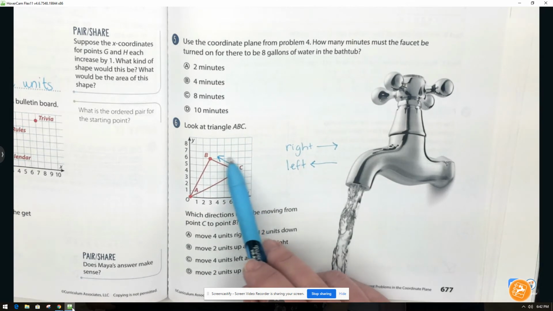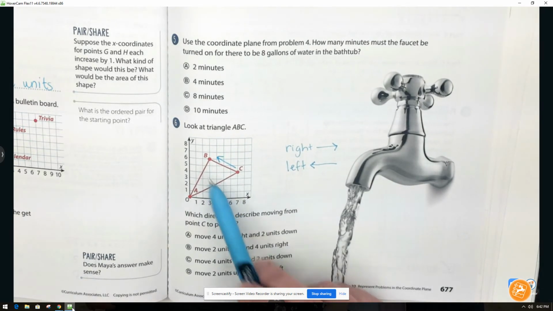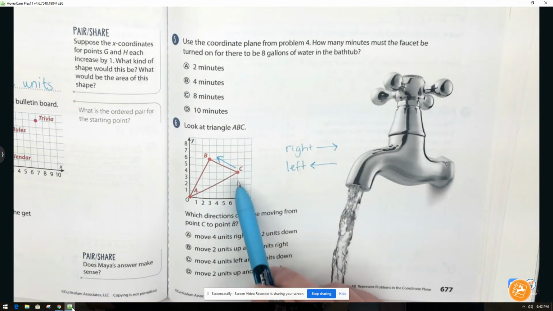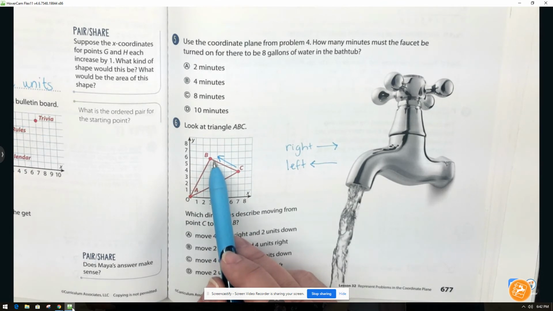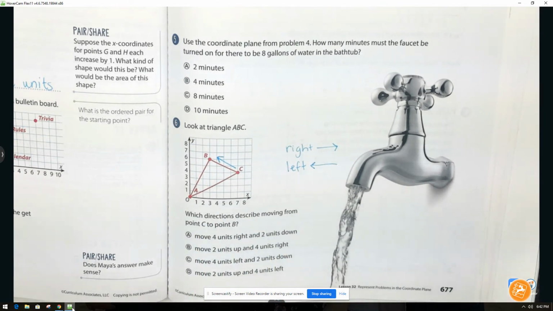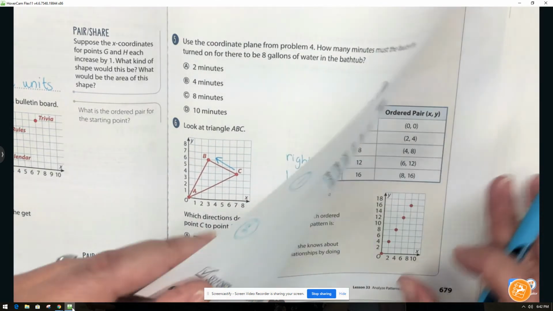There's a couple different ways you might do it. So I don't know which way the book is going to have you go. You have to decide, but you might move up and then over, or you might move over and then up. I'm not sure what the book is going to ask you to do. I mean, I know, but I want you to figure it out.